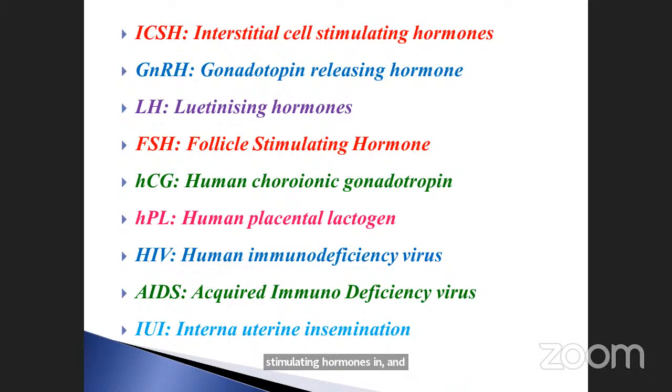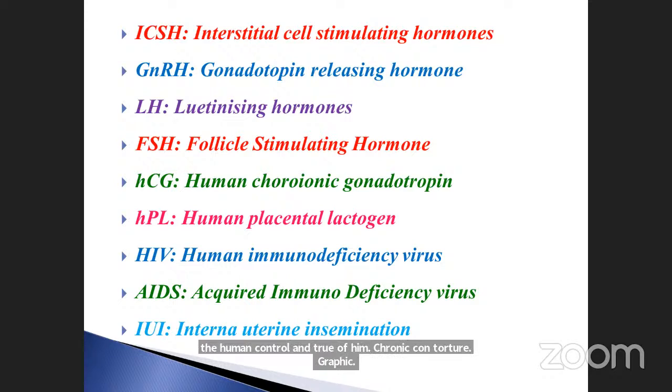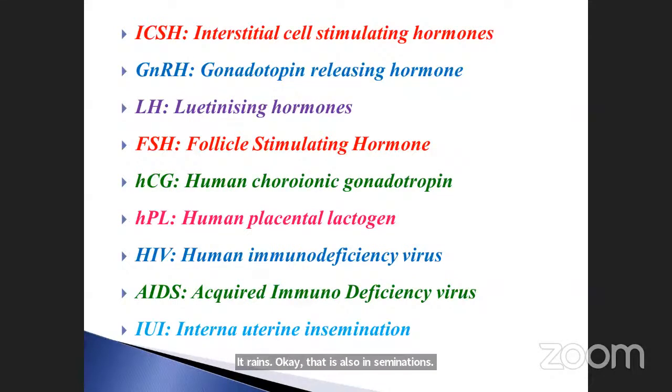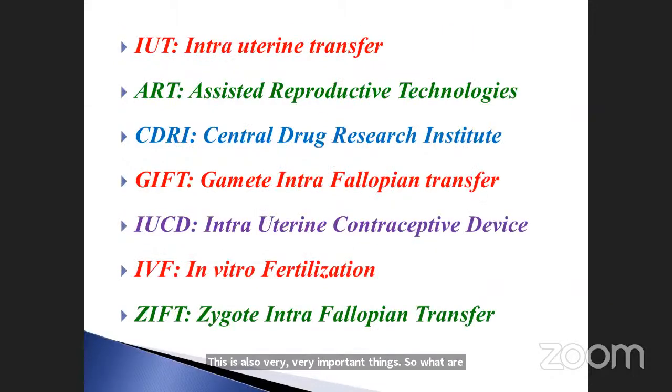Human chorionic gonadotropin hormone. And the last one, already known, intrauterine insemination. This is also a very, very important thing. So go to the next one, and don't forget these slides also. This is the 9th slide. IUT, intrauterine transfer. Don't forget it.